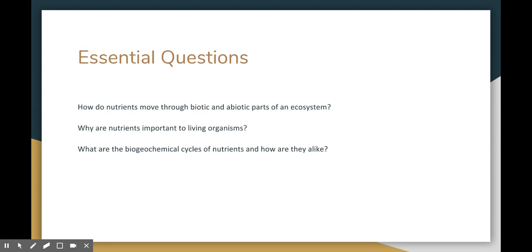All right, as mentioned, we're going to do our pre-reading, and our essential questions are: how do nutrients move through biotic and abiotic parts of an ecosystem? Why are nutrients important to living organisms, and which nutrients do which things particularly? And what are the biogeochemical cycles of nutrients, and how are they alike and different?